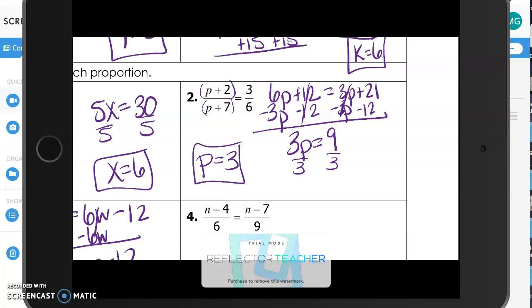Again, to plug that in, you're going to do 3 plus 2 and then 3 plus 7 and make sure that's the same thing as 3 over 6 when you divide those. If you want to do it all at once, you need to leave it in parentheses like this. So you would do parenthesis 3 plus 2 parenthesis divided by parenthesis 3 plus 7 parenthesis.